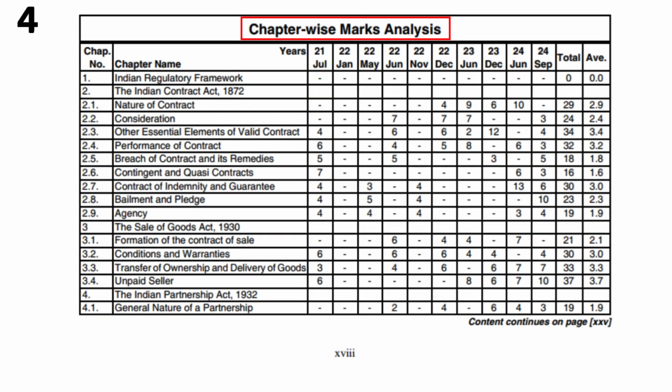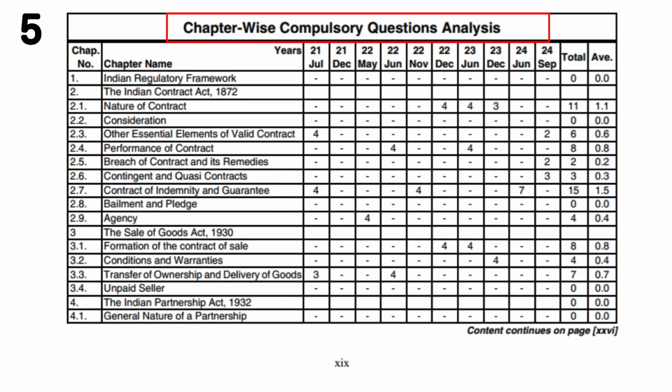Number 4, chapter-wise marks analysis. You'll see this feature from page 18. It shows the attempts in which each chapter appeared and the marks associated with them, giving you a clear idea of which chapters to prioritize. Example, Unpaid Seller, chapter 3.4, total 37 marks, quick review of low weight chapters and high weight chapters on the basis of exam. Number 5, chapter-wise compulsory questions.